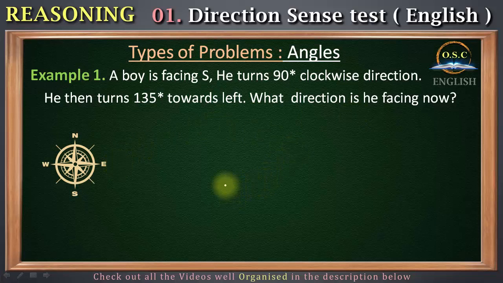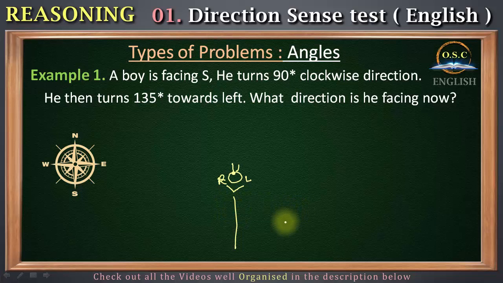So now consider if a person is facing south, so which side is south? This side. So a person is standing over here and he's facing south. Okay, so here is a person and he's facing south. We know that these are his two legs, a right hand and a left hand. So he's facing south. Now he's facing south, and what he does is he turns 90 degrees clockwise.